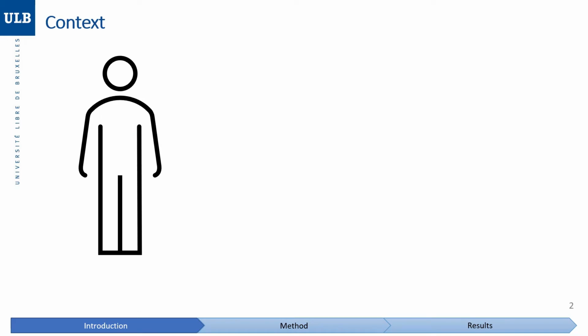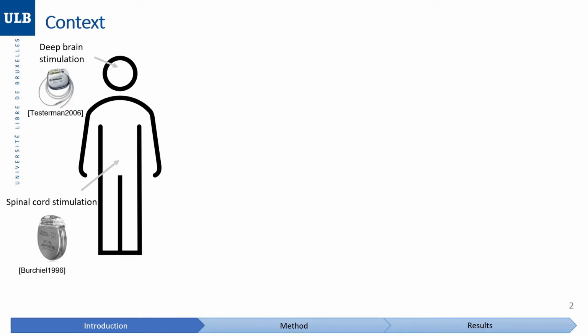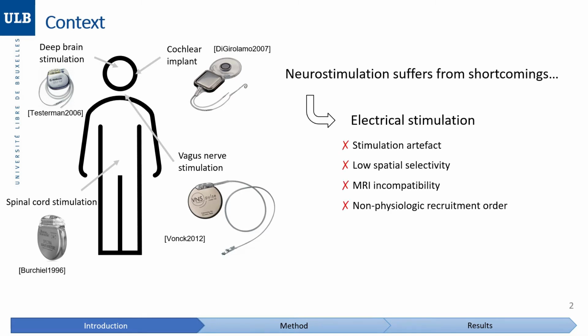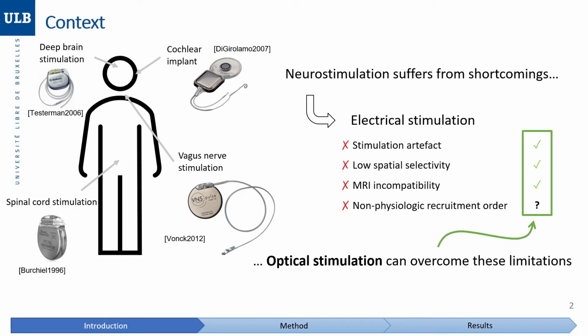Neurostimulation is widely used to treat chronic disorders such as chronic pain, neurodegenerative diseases, deafness, and epilepsy. However, neurostimulation suffers from shortcomings due to the use of electric current to stimulate the nerve. Recordings are polluted by stimulation artifacts. It lacks spatial resolution. Neurostimulators are incompatible with magnetic resonance imaging, and the order in which the nerve fibers are activated is not physiologic. Fortunately, optical stimulation could be a good alternative to overcome these limitations.